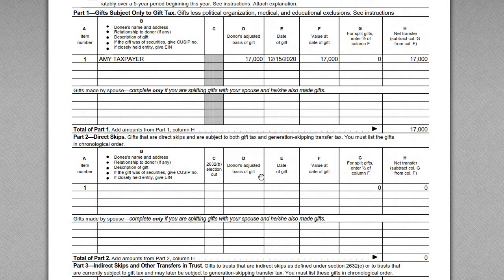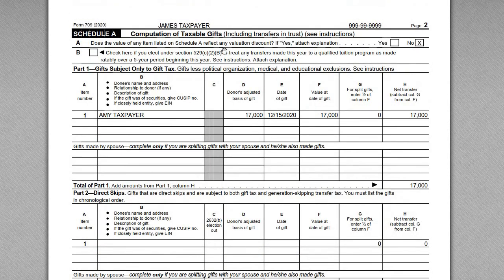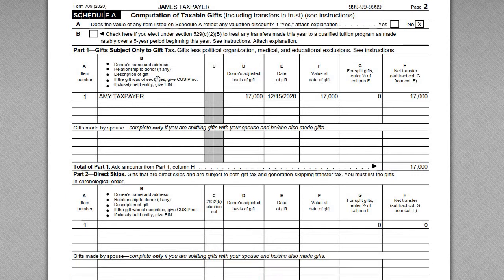So if I jump down here to Schedule A, this is the computation of taxable gifts for the year. These are gifts only subject to the gift tax. Again, very straightforward. We're not doing any generation-skipping taxes or anything like that. Here we have "enter the name of the donee." So we have Amy, taxpayer.